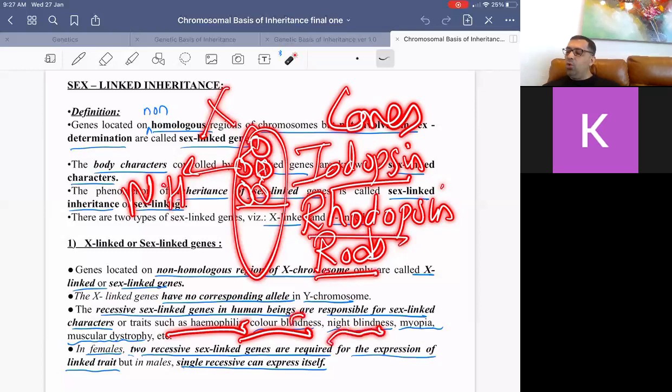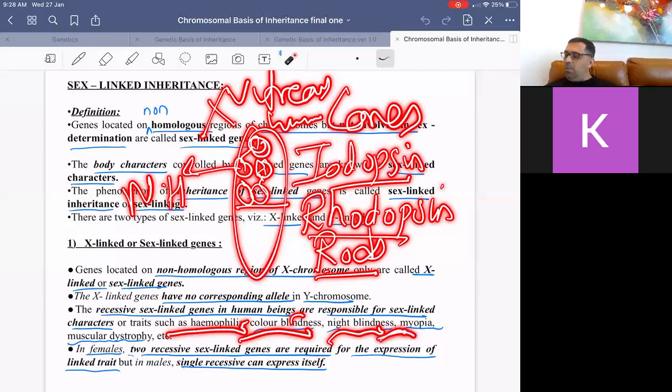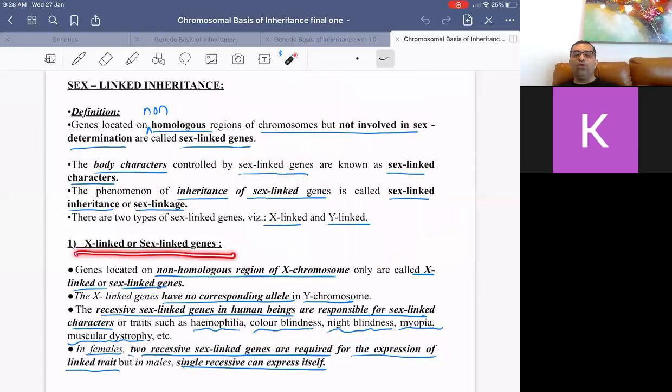Or if you have vitreous humor, which collects in the eyeball, and if that gene mutates, then you will get myopia. Myopia, because of which you need spectacles. The spectacles that I have, that you have, are all due to a defective gene on the non-homologous part of our X chromosome, which is an X-linked or sex-linked gene.